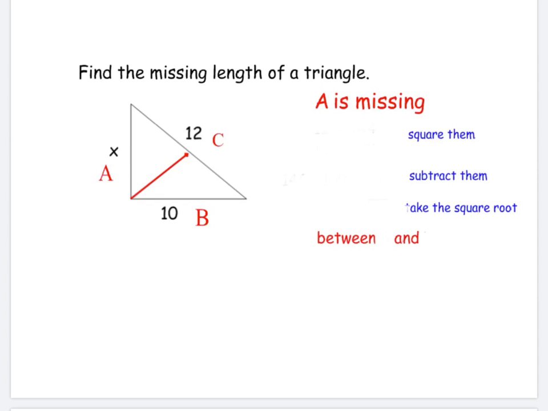So the Pythagorean theorem is used to find missing sides of a triangle. So let's take a look at the picture. In the picture, we're missing A. If you're missing A or B, because those are both the legs, remember it doesn't matter, they're interchangeable, you want to take the numbers that you know and square them. So I know that 12 squared is 144 and 10 squared is 100.